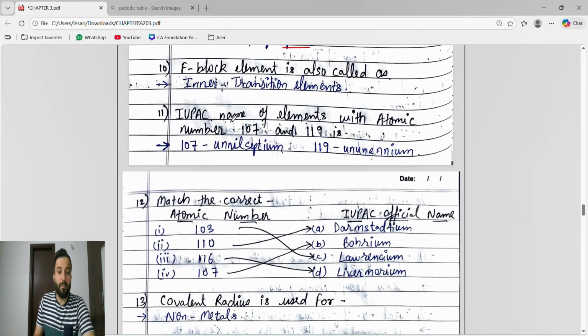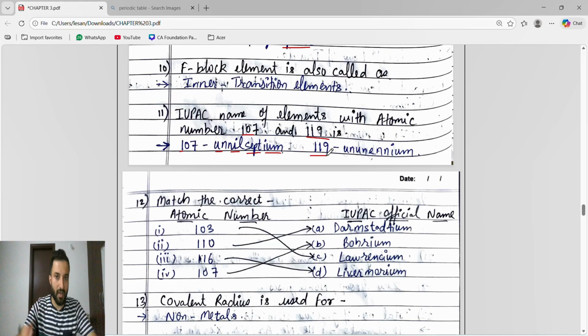Now see, the IUPAC name of elements with atomic number 107 and 119. In the examination we have to see the options. Based upon the options we have to write the IUPAC nomenclature, either the real name or only the IUPAC nomenclature. So 107 means what? 1 is un, 0 is nil, 7 is sept, and the last is ium. Un-nil-septium. Now 119.